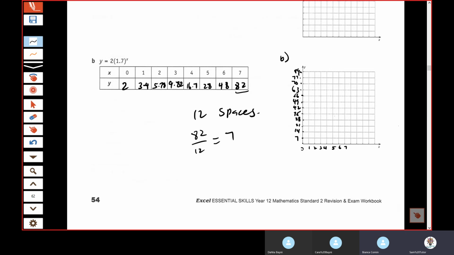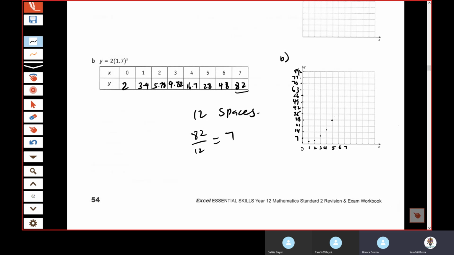Here we go. At 0, it should be at 2, so somewhere here. At 1, it's at 3, so somewhere here. At 2, it's at 5.8, which is somewhere here. At 3, it's at 9, which is somewhere a little bit above. At 4, it's 16, which is a little bit above. At 5, it's 28, which is exactly there. So it shoots up there.